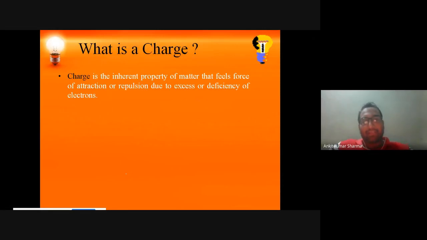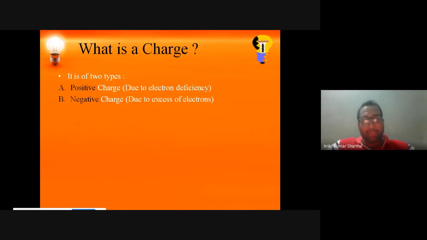Charge is the inherent property of matter that feels a force of attraction or repulsion due to the excess or deficiency of electrons. So basically, charge is an inherent property of any matter by which the matter feels the force of attraction and repulsion, and this force exists because of the excess or the deficiency of electrons in the matter.